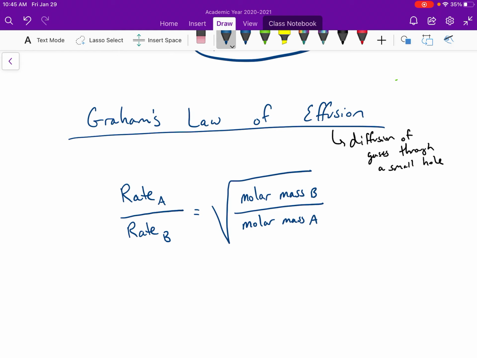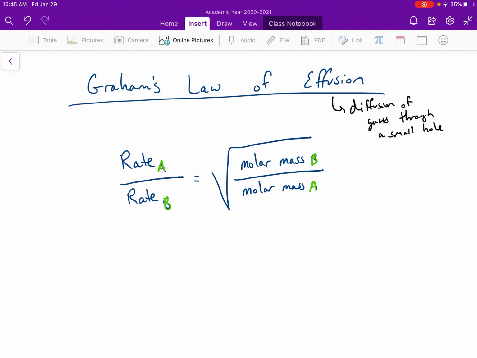Okay? So that is it, right? So if you know the ratio of rates, just be really careful that it's A over B here, but then B over A here. So make sure you have those matching up, right? Okay, let's try one.